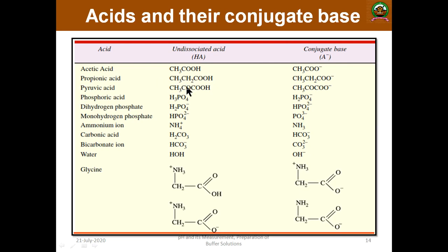Similarly, propionic acid, CH3CH2COOH, plus CH3CH2COO minus. H plus is gone, that is why it is an acid. Pyruvic acid, CH3COCOOH, and CH3COCOO minus. Phosphoric acid, H3PO4, and H2PO4 minus. Dihydrogen phosphate, H2PO4 minus, then HPO4 2 minus. Monohydrogen phosphate, HPO4 2 minus, and PO4 3 minus. Ammonium, NH4 plus and NH3. Carbonic acid, H2CO3, is an acid and the conjugate base is HCO3 minus, and so on. A mixture of both of these, you can call it a buffer.